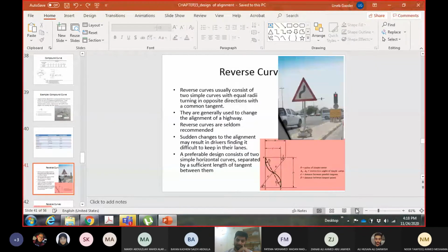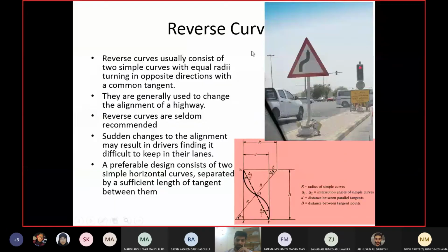Okay, now we'll discuss the third type of horizontal curve, which is a reverse curve. Now, reverse curve is again a combination of 2 circular curves, and these two circular curves have the same radius and the same angle. Now, any person who has some knowledge about geometry would say if two curves have the same radius and same angle, then it means they are the same curve.